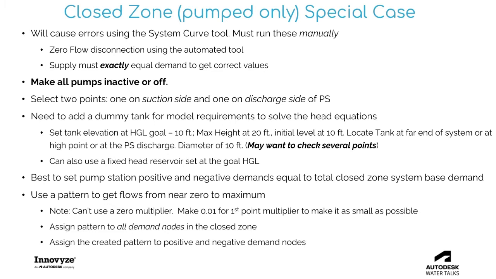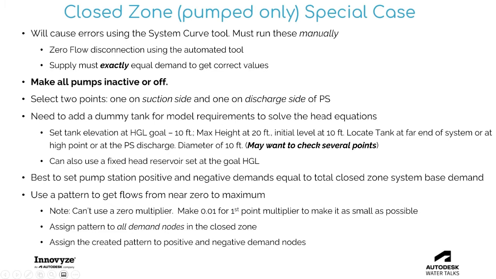And then I need to sum up the entire demands of all the junctions that are in my closed zone so that I know, hey, this is the total demand that's there. And I need to look at all the demand 1 through demand 10 categories and get that total demand. That's the base demand that's there. That's the demand that I'm going to need to match, okay?